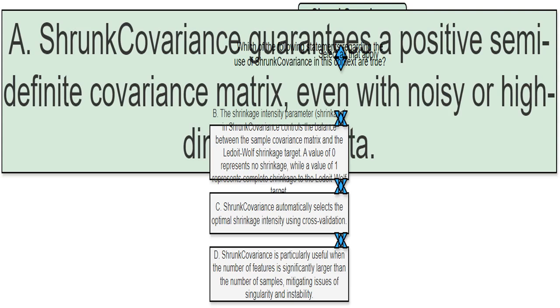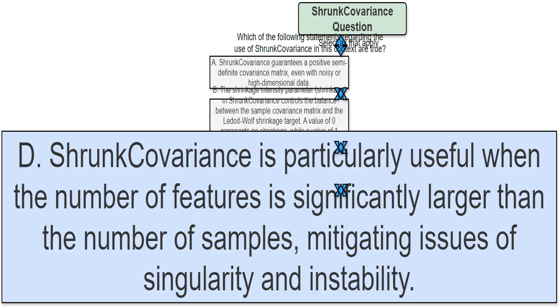ShrunkCovariance cleverly ensures the resulting covariance matrix is always positive semi-definite. This is a big deal because it prevents mathematical problems that can arise with other methods, especially when dealing with noisy data or many variables. A positive semi-definite matrix is essential for many statistical calculations. Yep, this one's also correct.